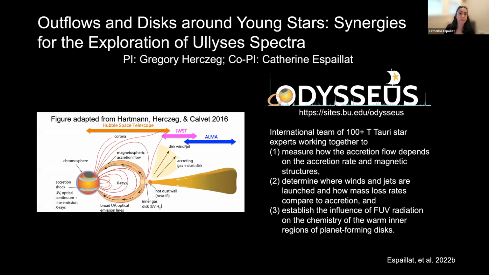And then very quickly, the Ulysses program is so important that it has unified the T Tauri star community into a team called Odysseus. Our team is made up of about 100 young star experts from around the world, and we're working collaboratively on the Ulysses data set. And our team goals are listed here, and we published our first results earlier this year.